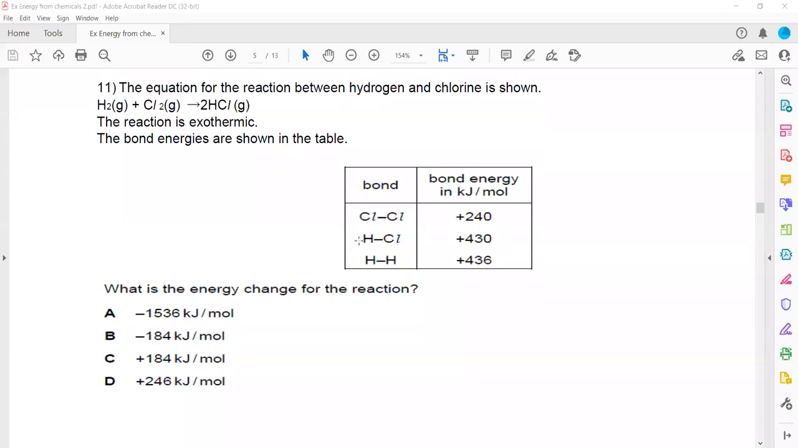So in question 11, the equation for the reaction between hydrogen and chlorine is shown. H2 plus Cl2 gives 2HCl, and the reaction is exothermic. We have to calculate the energy change for this reaction.